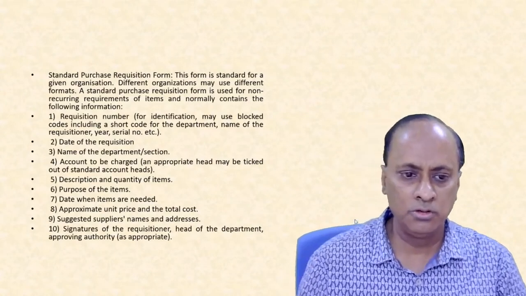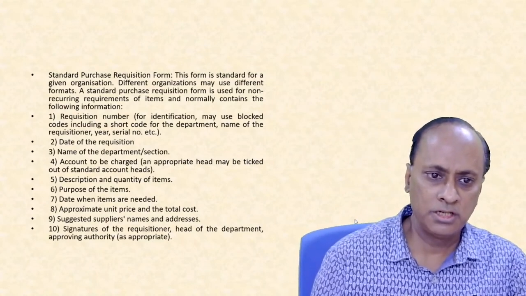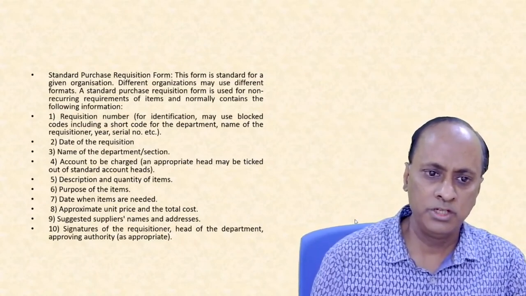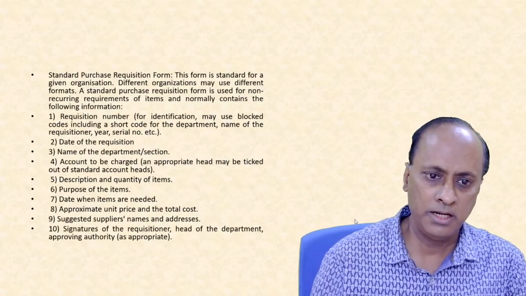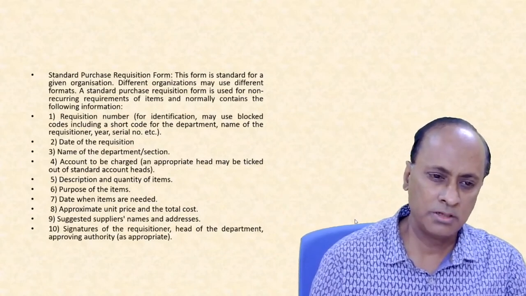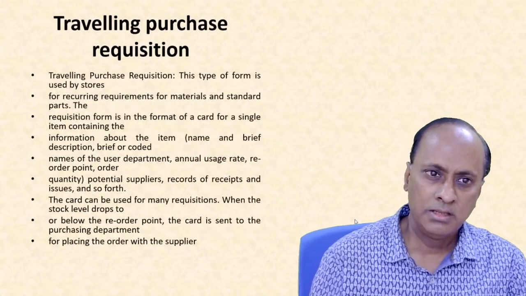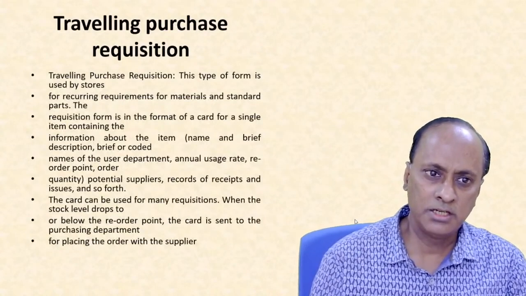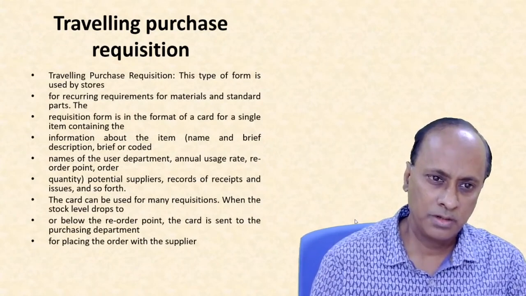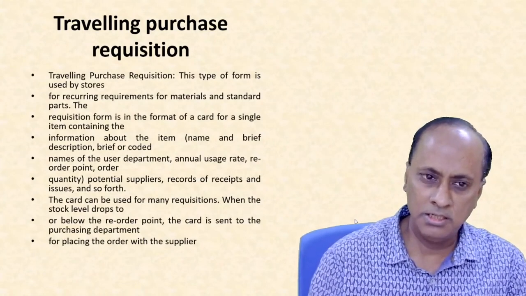As I have already told you: date of requisition, name of the department, the account from which the money has to be paid, which has to be ticked, the description, what type of item it is, and the quantity of the item. Then comes the traveling purchase requisition. This type of form is used by stores.